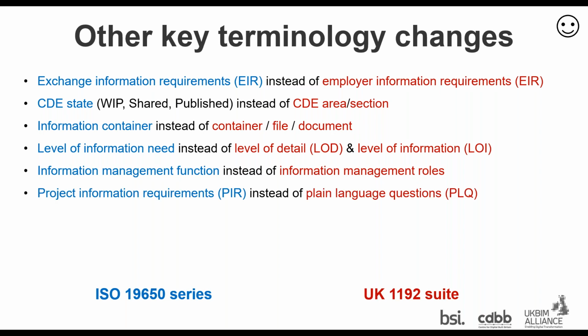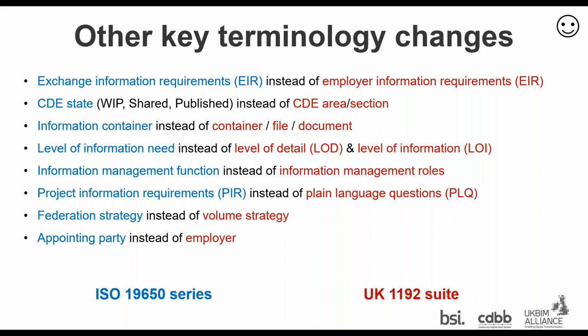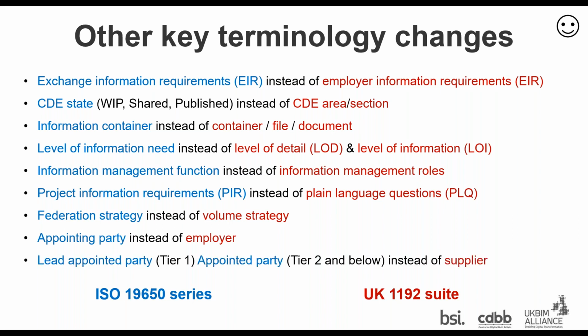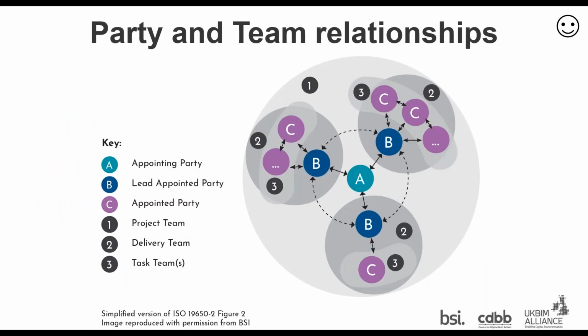Project information requirements. So they kind of replace, but again, it's not a one-to-one for what we used to know as plain language questions. It's a slightly wider scope, essentially setting the criteria for what each stage needs to fulfill before moving on to the next project stage. We have federation strategy, which replaces what was known as volume strategy. And again, these last two are probably the key ones for you, and I'll talk about this following on from this slide. What we used to know as the employer in the 1192 is now an appointing party, and a lead appointed party and an appointed party are the terms used instead of a supplier. So I'm going to move on to those now to explain those in more detail.